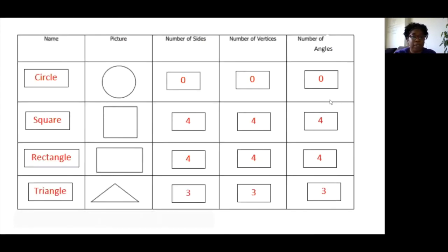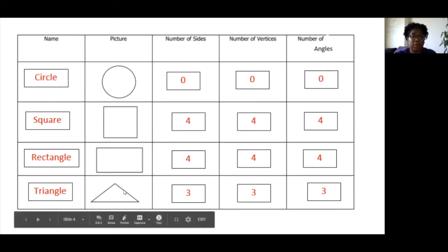How did you do on the plane shapes? The plane shapes are fairly simple. So let's just quickly check this out. First, circle, 0 sides, 0 vertices, 0 angles. What about the square? 4 sides, 4 vertices, 4 angles. Very easy and clear to see. 1, 2, 3, 4. Okay. Next, rectangle, 4, 4, and 4. And our triangle, 3, 3, and 3. Very clear and easy to identify.